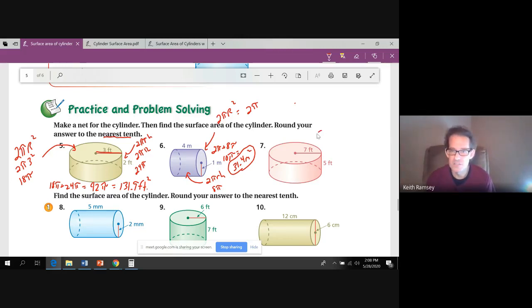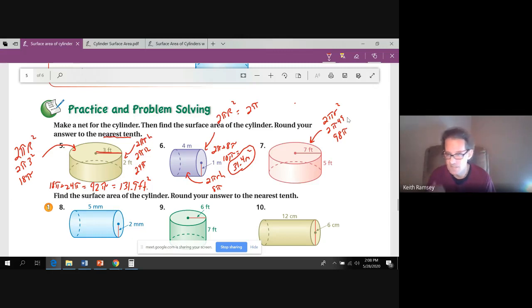Okay, so first let's find the area of the bases. We know that's 2 pi r squared. So the radius is 7. So I know 7 times 7 is 49. So I'm going to do 2 pi 49. So now I have to do 2 times 49 is going to equal 98. So this simplifies to 98 pi.